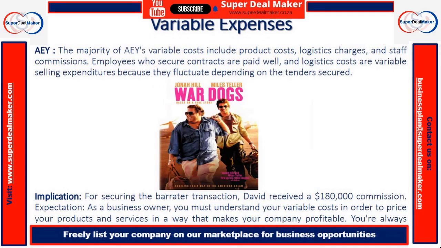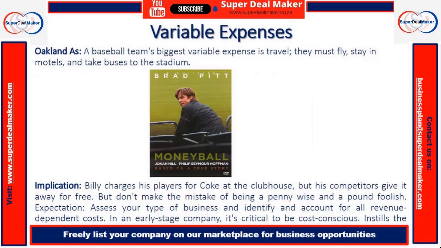The main variable cost for AEY is the commission paid to employees who secure a contract. AEY pays 30% of the profit of the contract to the employees that secure the contract. This is massive, and it motivates employees to work hard. The other main variable cost for AEY is purchasing a product required by customers and logistics costs to deliver the products to customers. The main variable expenses are travel expenses.